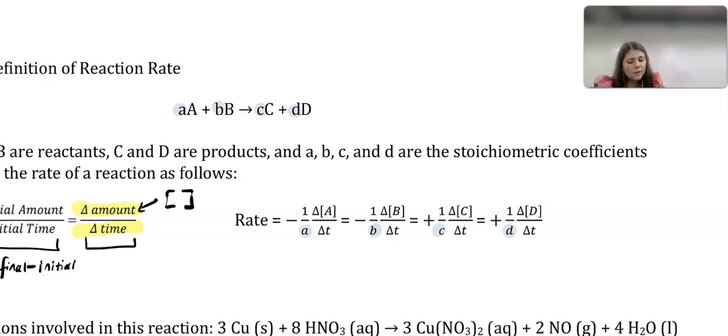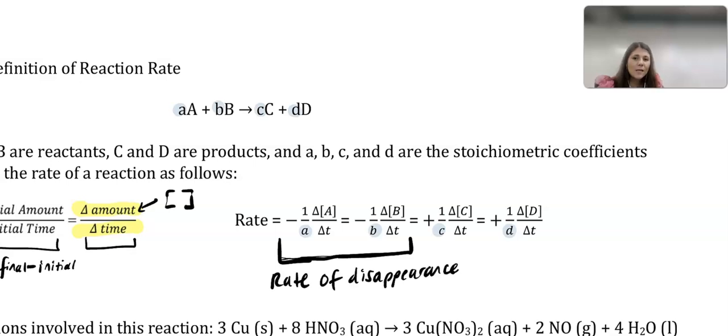Now you will notice that some of these actually have negatives and the others have positives. So this part right here are A and B. These are our reactants, so they're being consumed in the reaction. So we actually call this the rate of disappearance, because what's happening is you're going to be seeing that our concentration is going to be decreasing. So here we would get a negative number, and so that would help us figure out how much it's changing by the amount of time.